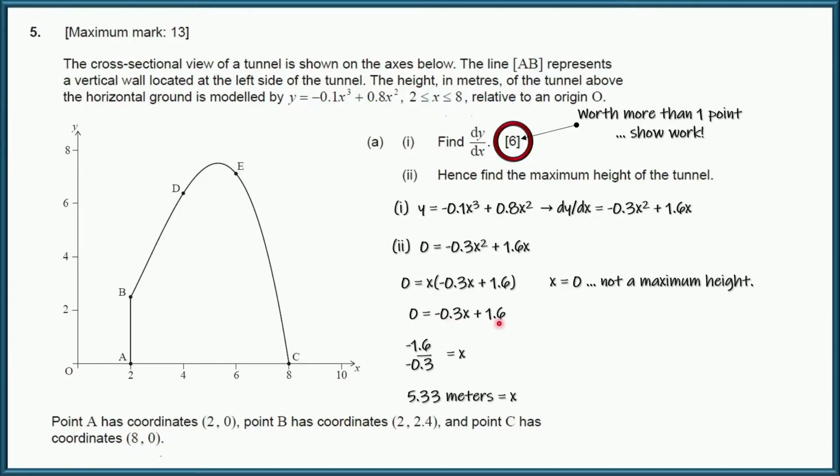Just subtract 1.6 from both sides. That's how we get it over here. And then divide by negative 0.3, and plug that into our calculator. And we find out that when x is 5.33 meters, then we know that that's where the height is at its maximum.